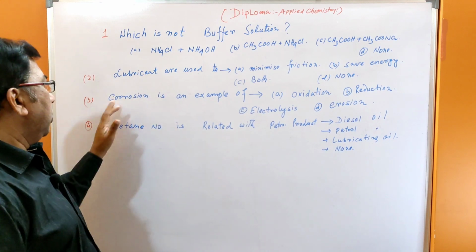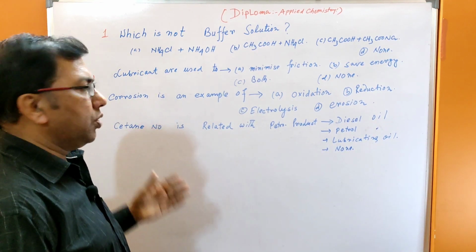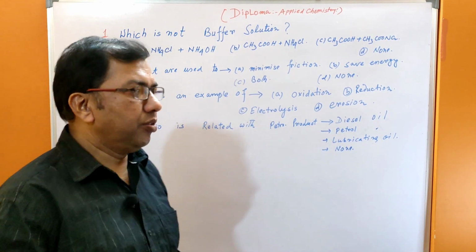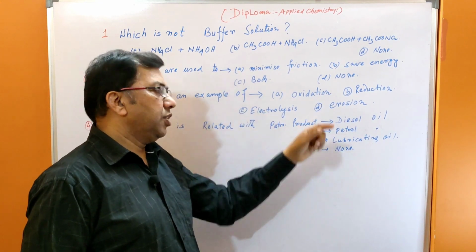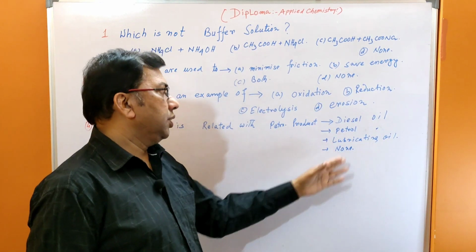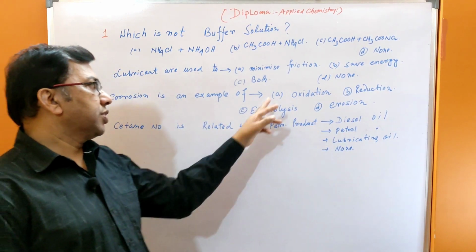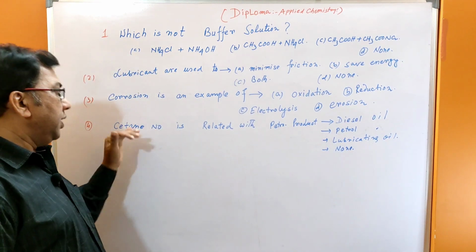Clear? Corrosion is an example of what? You have learned corrosion, electrochemical corrosion, and erosion corrosion. You have learned all these things; I will not discuss that. Corrosion is an example of oxidation, reduction, electrolysis, or erosion. What is the answer? The answer is oxidation. Clear? Okay.